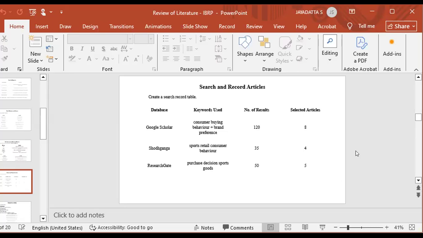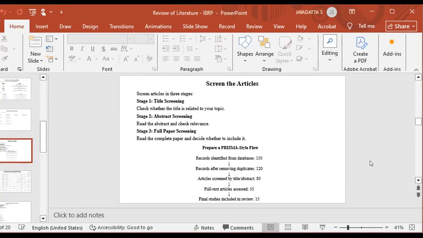ResearchGate is one of the other sites where you can find research papers. Search for purchase decision and sports goods. The results you might get are around 50. Selected articles will be around 5. Okay. So this is what you are supposed to do in terms of searching and recording the articles.